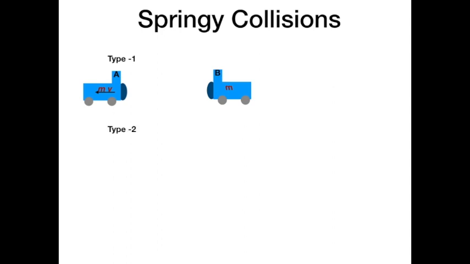In case 2, two identical objects moving with different velocities collide head-on. If the collision is springy, they both move backward and their velocities will be swapped. The object initially moving slowly bounces back faster, and the object initially moving fast will bounce back with the speed of the slow one.